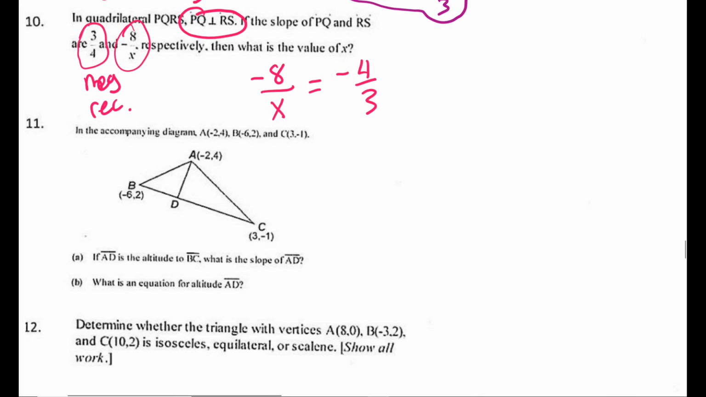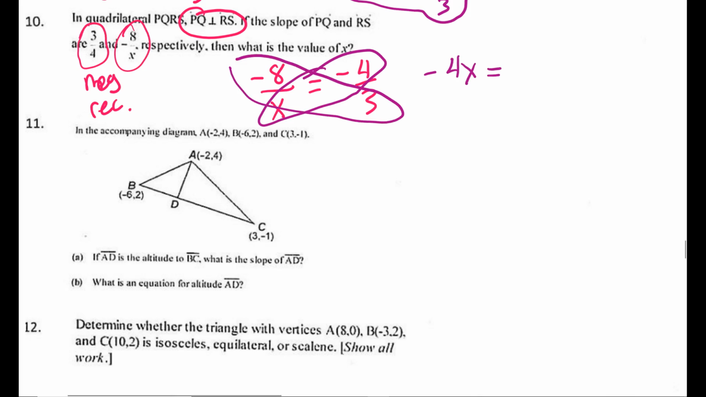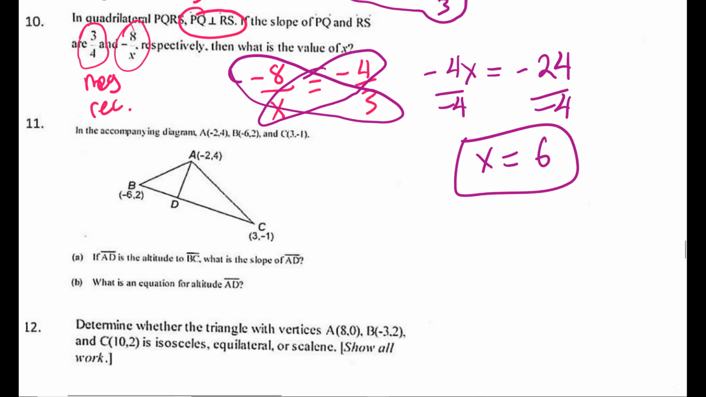So to solve this equation, you could do a couple things, but I always like to cross multiply. So x times -4 is -4x, and I set that equal to -8 times 3, which is just -24. Divide by -4, and you get x equals 6. If they told me the lines were parallel, the only thing that would change is that I would set -8 over x just equal to the slope they give me. That's the only thing that would change.